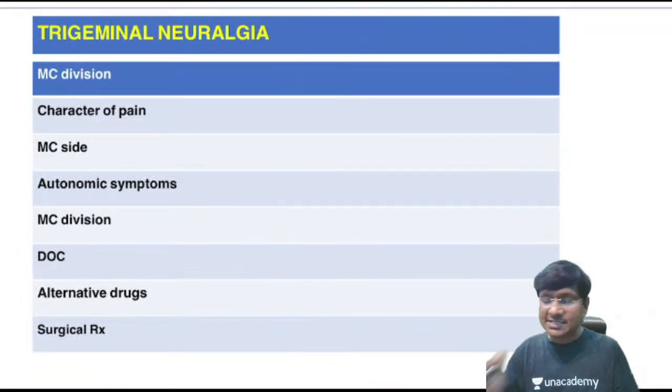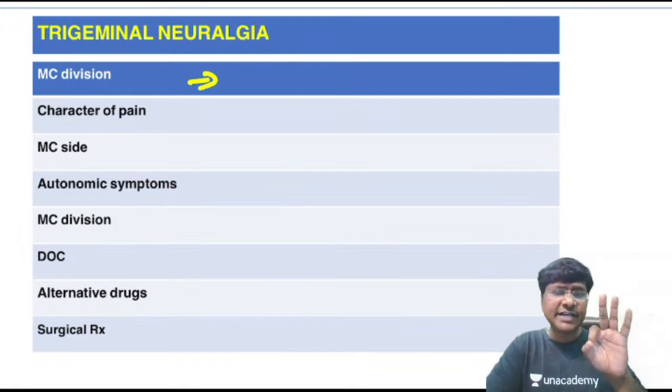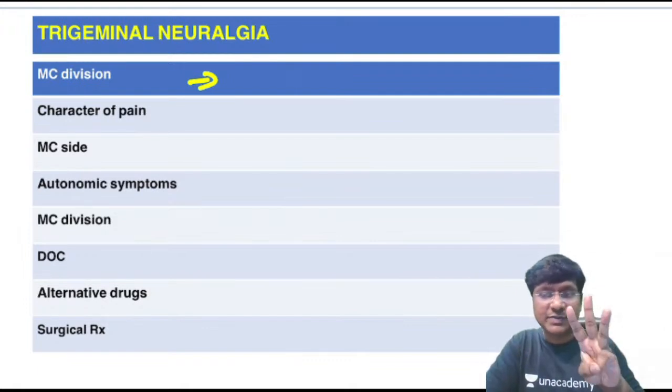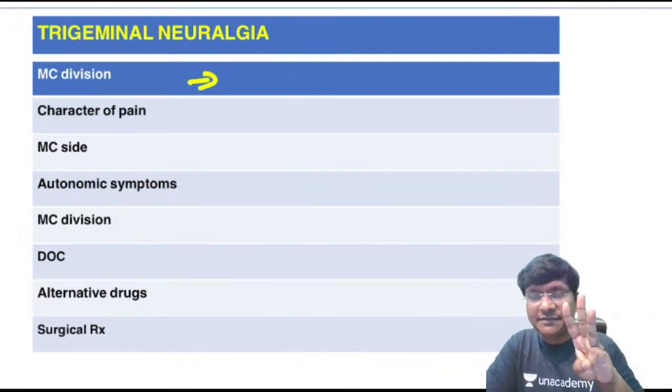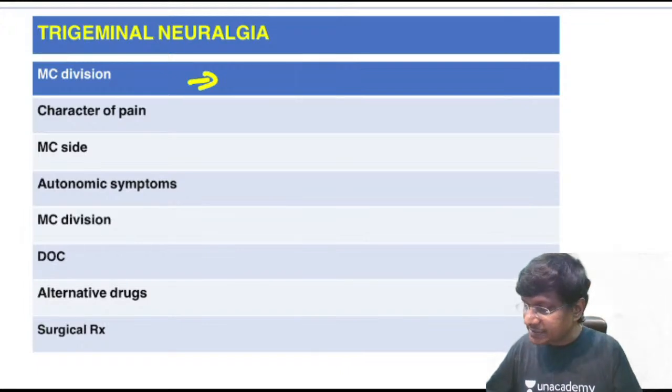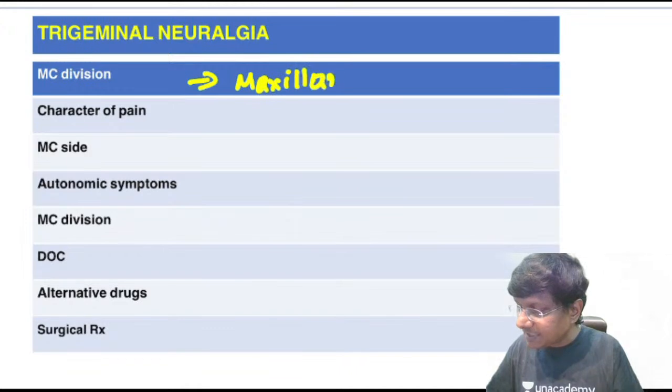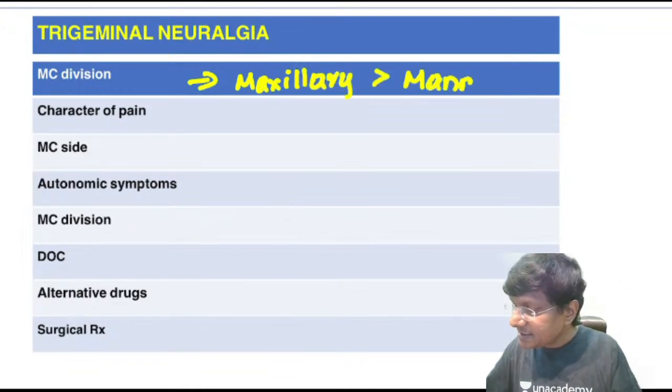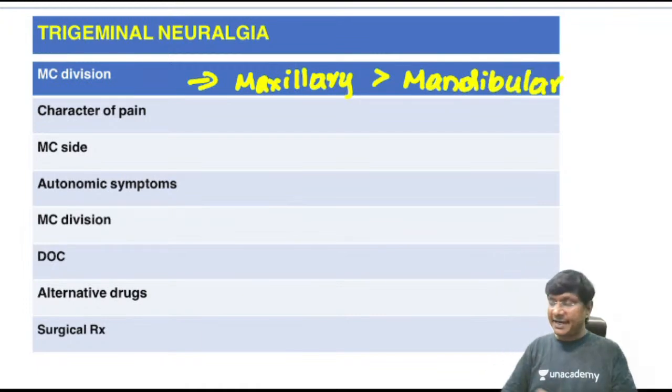Now if the question is asked, what is the most common division affected in trigeminal neuralgia? You have three divisions: ophthalmic, maxillary, and mandibular. Which particular division is most commonly affected? That is the maxillary division. Followed by that, you will have the symptoms in the mandibular division.